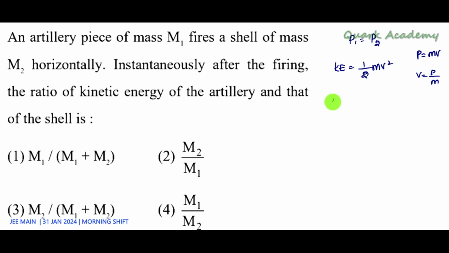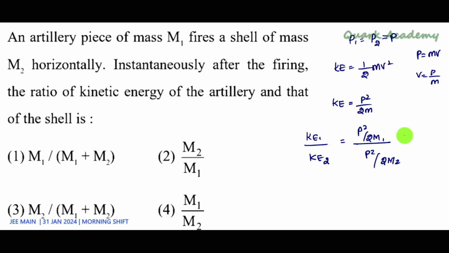Let's substitute here, and the kinetic energy will become p squared by 2m. So the kinetic energy of the first mass by the kinetic energy of the second mass is p squared by 2m1. Since momentum is the same, let it be p. So this is p squared by 2m1, and here p squared by 2m2. Now, if you rearrange, you will get m2 by m1. So yeah, the second one is the correct answer.